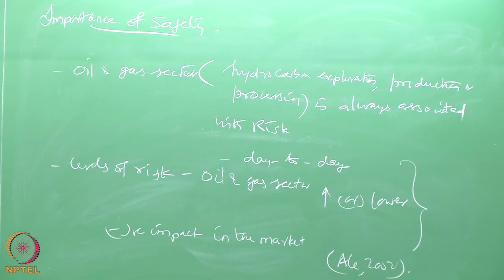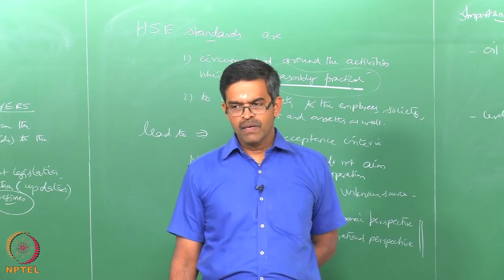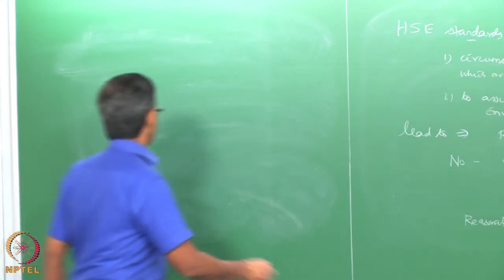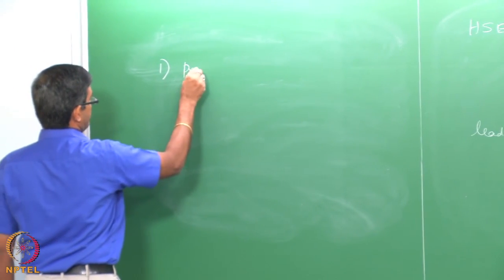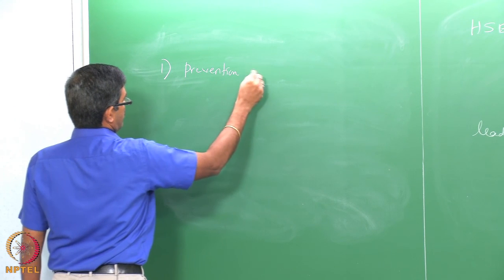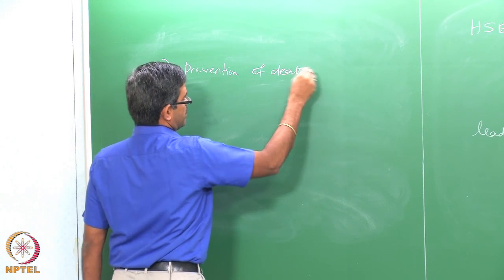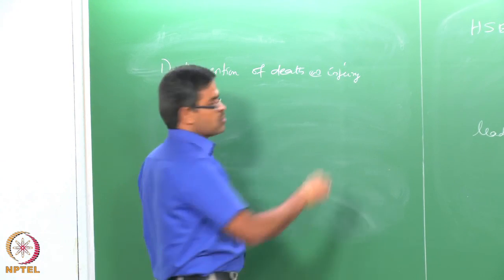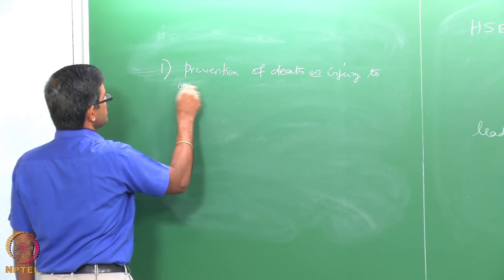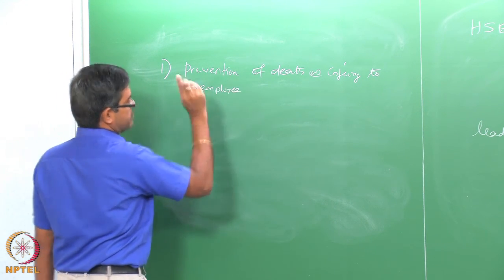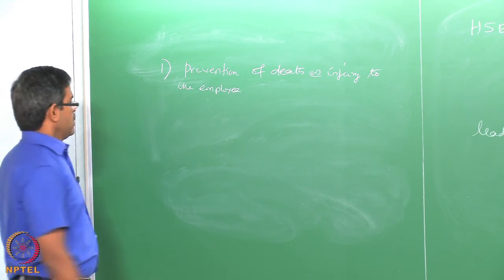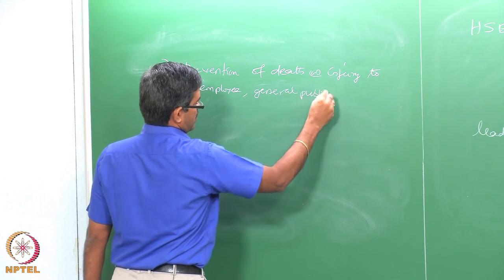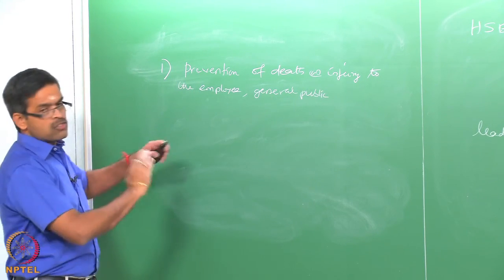Now, it is important for us to understand and agree that prevention of death or injury to the worker is the first objective. Prevention of death or injury to the worker, I should say to the employee, to the general public, that is the first objective.